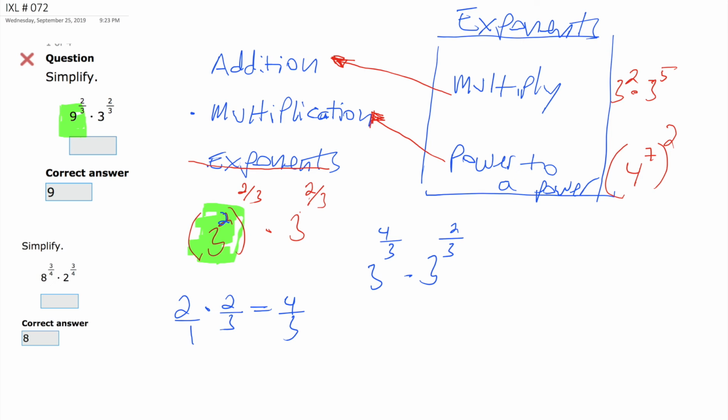Now I'm multiplying. What operation do I do? You add them. So it's going to be 4/3 plus 2/3, which is 6/3. And what is 6/3? 2. So that means that this is 3 to the power of 2, right? Which is 9.